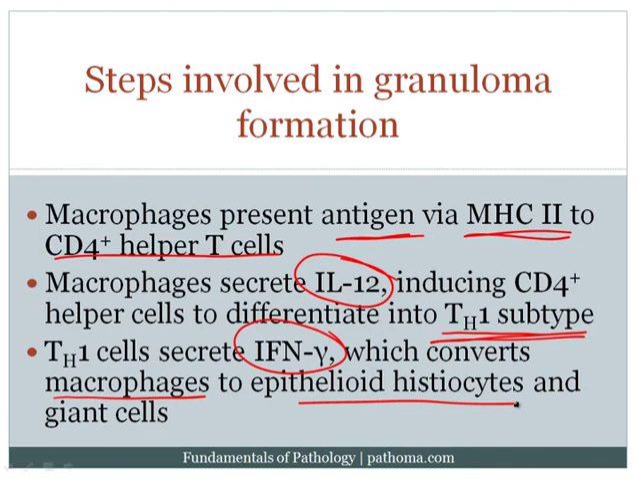Now, I want to make this very clear because this is the way the examiners go after it. This step, the step of IL-12 and interferon gamma, it occurs in both caseating and non-caseating granulomas. So both caseating granulomas and non-caseating granulomas are both formed in this particular way. That really closes off our discussion of chronic inflammation, and we're going to take a little break here and then come back and discuss primary immunodeficiency.